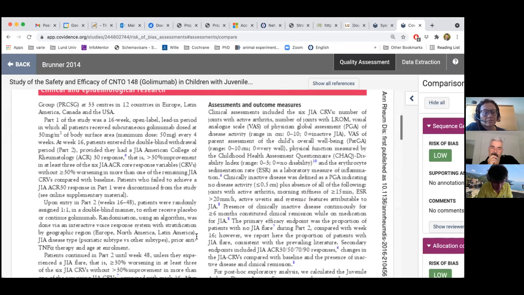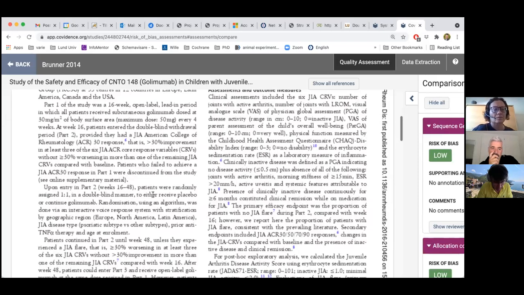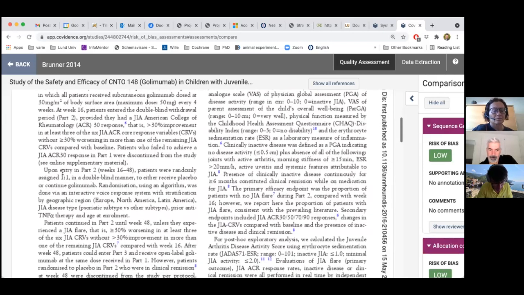This is an example. So part 1 of the study. Randomized. Yeah. Patients randomly assigned a double reminder. This one, right? Randomization algorithm was done via interactive voice response system. So yeah, they specify quite well that how it was generated was definitely by computer. So if we are here, one nice option from Covidence is that you can select text and then automatically it will go there.